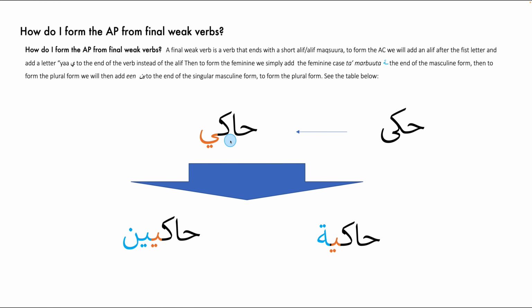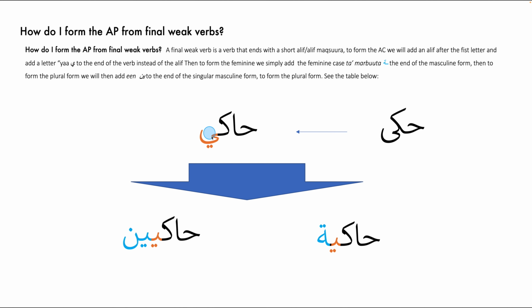So we've got haki, hakiye, hakin. And this conjugation will apply to every single Final-weak verb, which is you add an alif after the first consonant, and the final alif maqsoora, or the short alif, becomes an E, because that's how it is in the root verb.